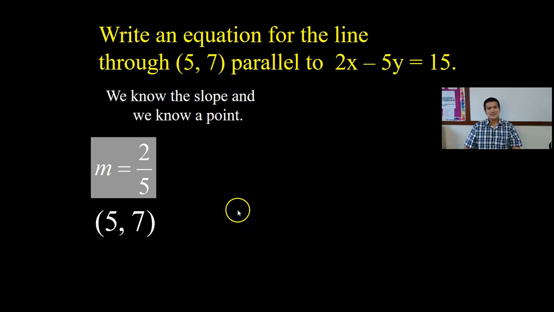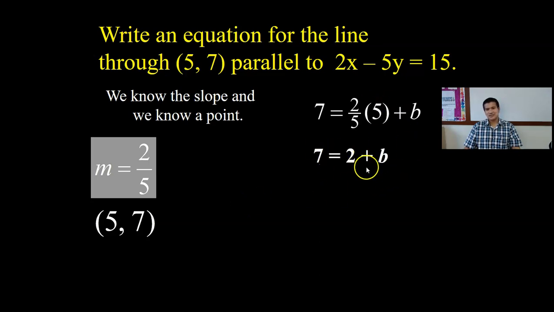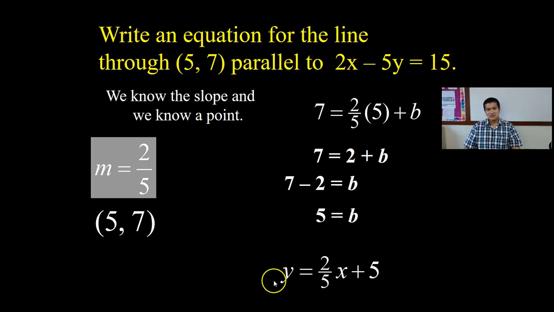So we know the slope and we know a point, right? Therefore we can use y equals mx plus b with this point, using the possible points here. So the b there equals 5. Okay, so y equals 2 over 5x plus 5. So that is the equation now.